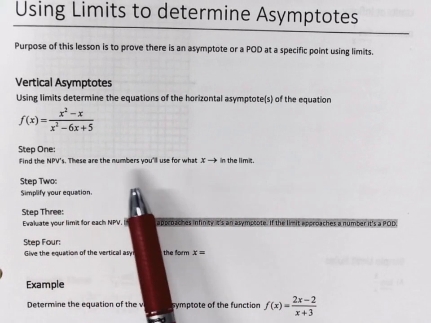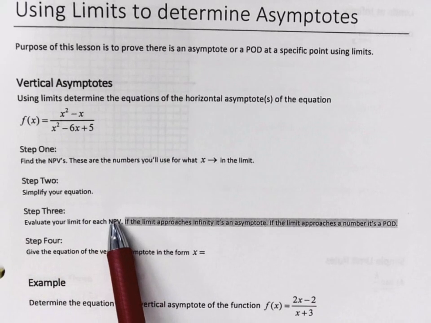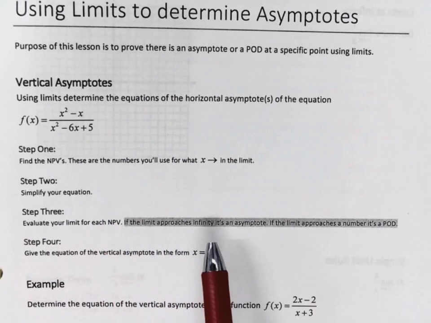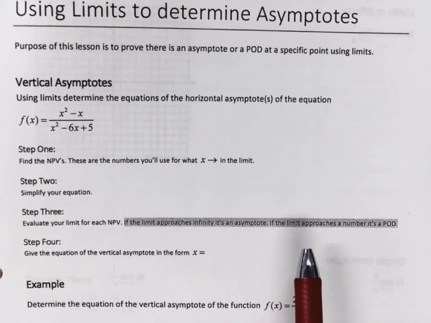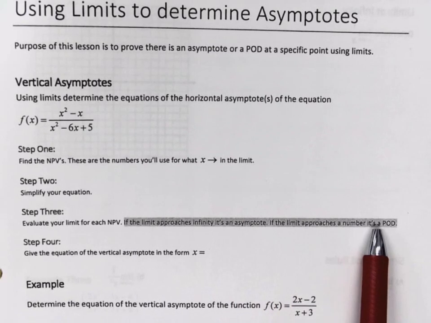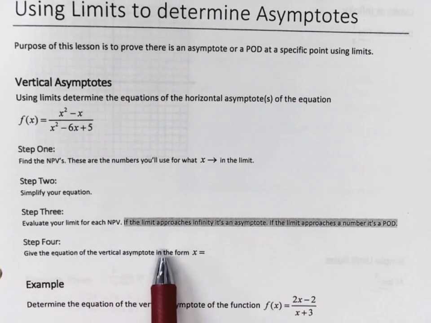And then step 2, you're going to simplify your equation, and then you're going to evaluate your limit for each NPV. If the limit approaches infinity, it's an asymptote. If the limit approaches a number, like 0 or 1, it's a POD. And then give the equation of the vertical asymptote in the form x equals. So this is a way without graphing to know how to do it.